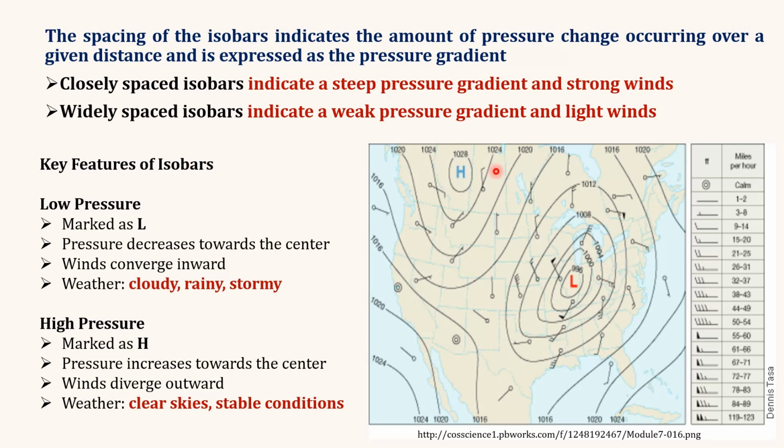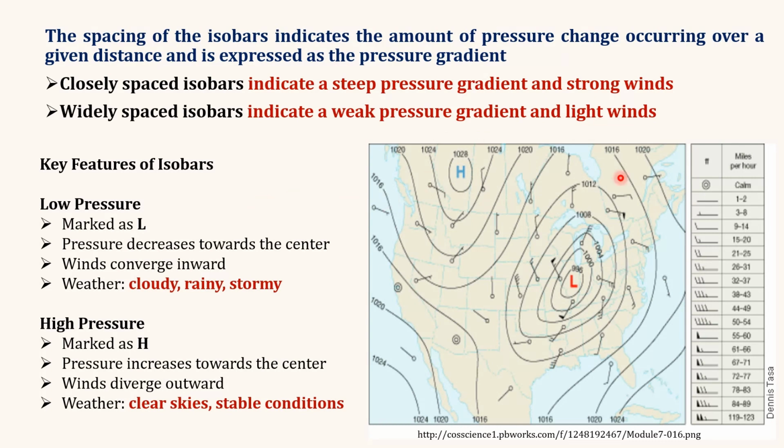But if the isobars are widely spaced, it indicates a weak pressure gradient, meaning the rate of pressure change with distance is less, and this type of isobars represents light winds.